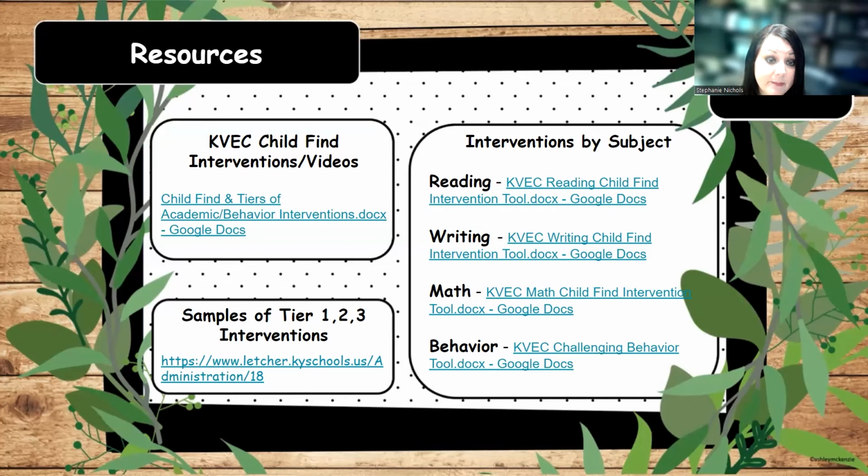The next website is samples of tier 1, 2, and 3 interventions. If this happens, then these are the things that need to be done. And then they also have the resources of interventions by subject area. Those are from the KVEC Reading Child Find Intervention Tools, the KVEC Writing, the KVEC Math, and the KVEC Challenge and Behavior Toolbox. So these are things that can assist anyone really quickly on some of the strategies that can be used in the classroom to assist those students when interventions are being implemented.